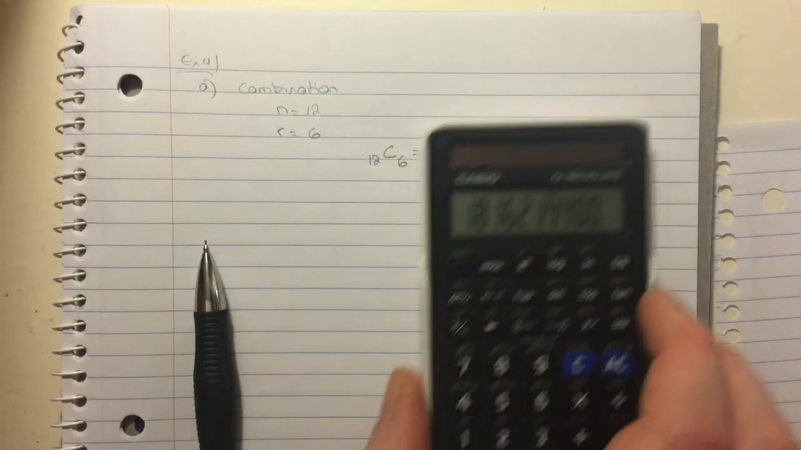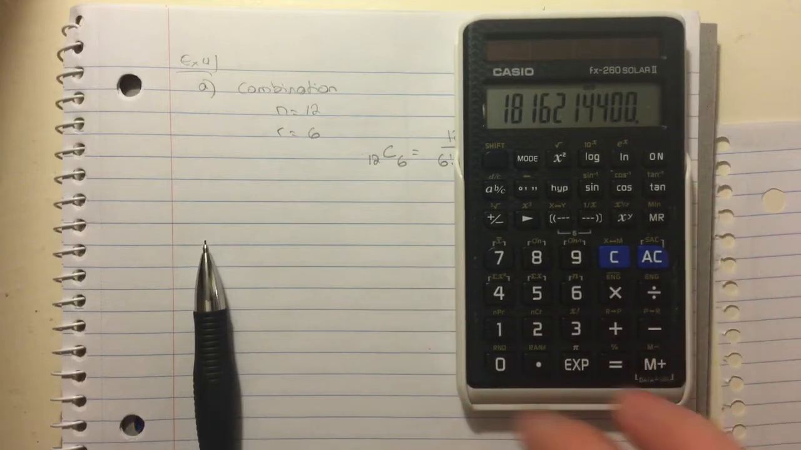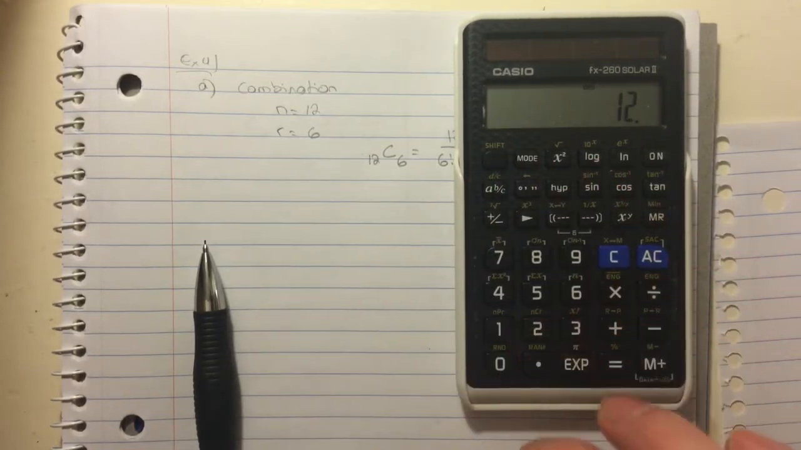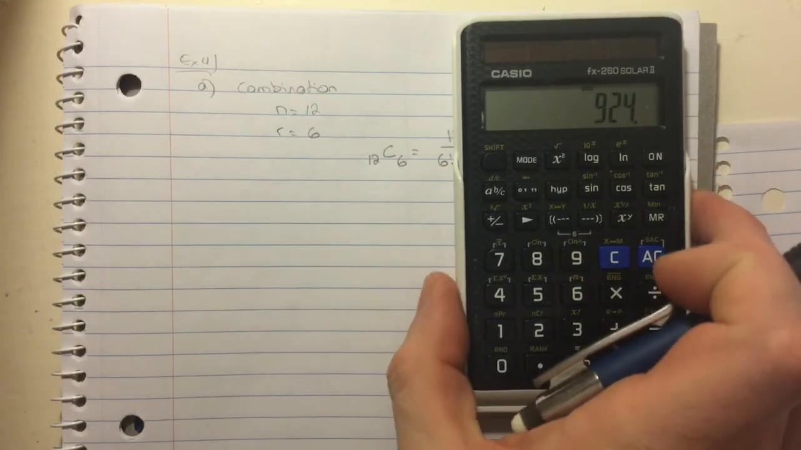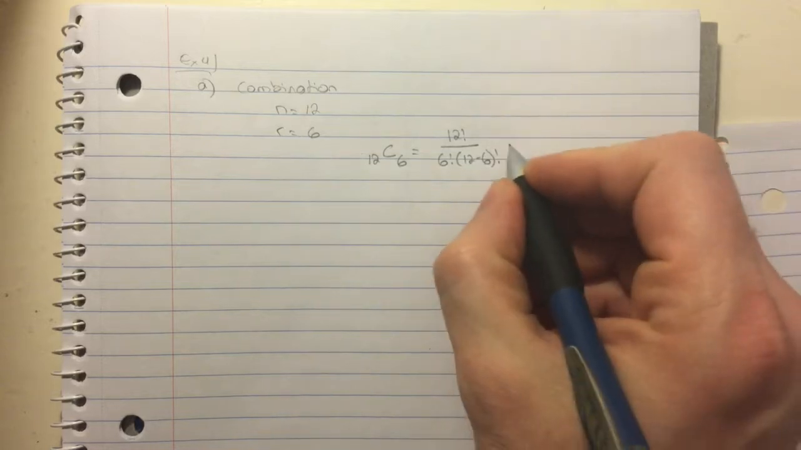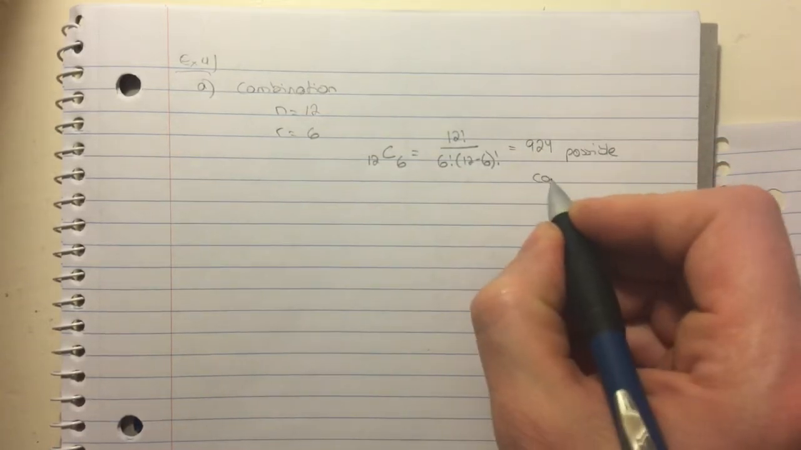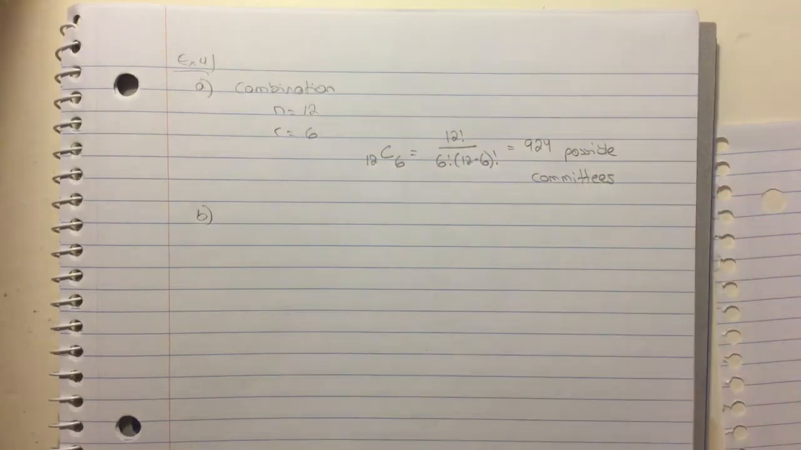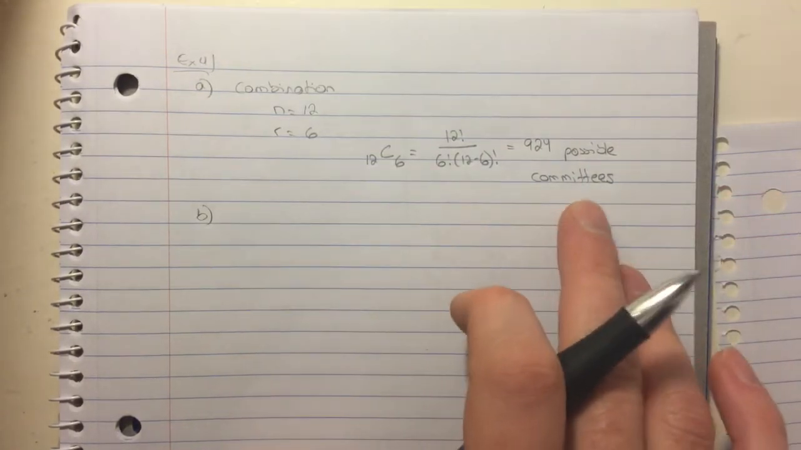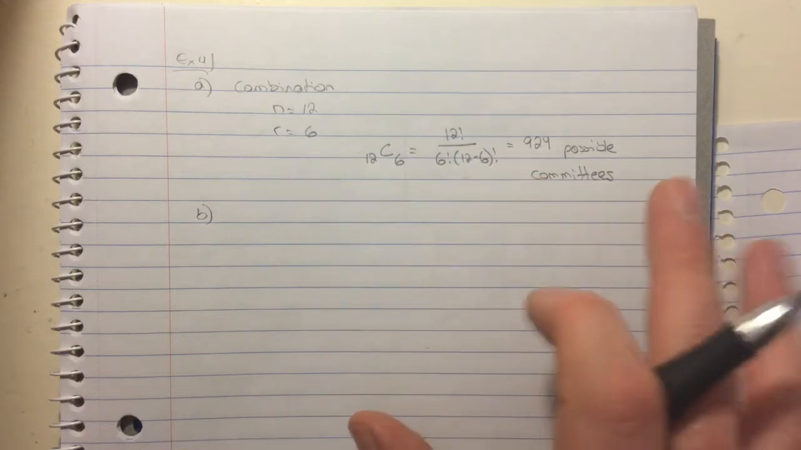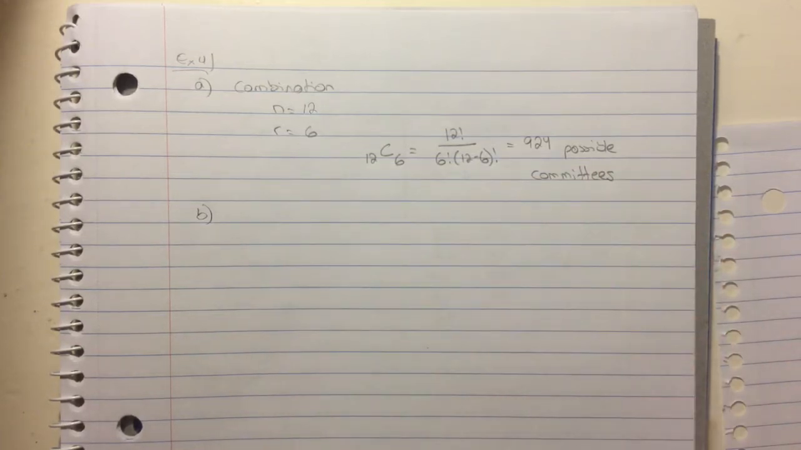And here is how this would look on the calculator. 12C6 is equal to 924. So I know that there are 924 possible committees of 6 out of the 12 that I can choose.